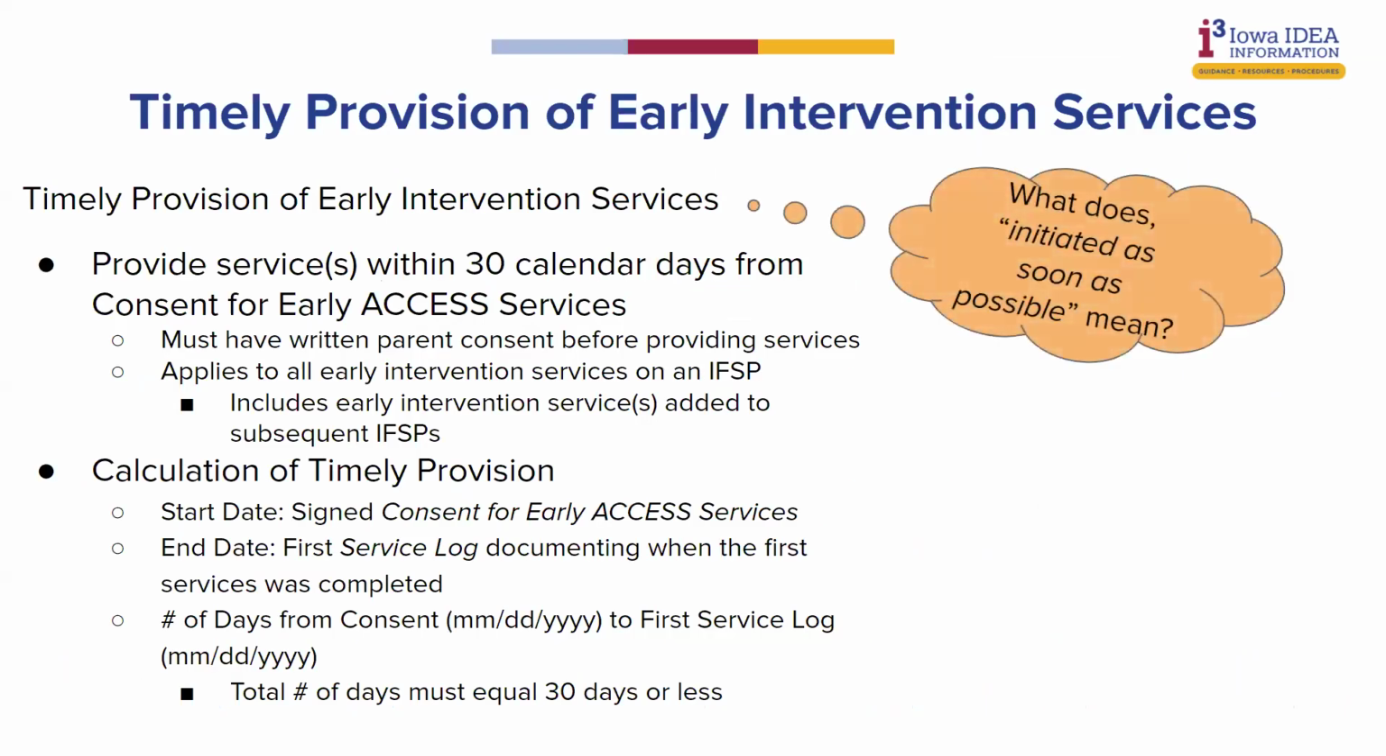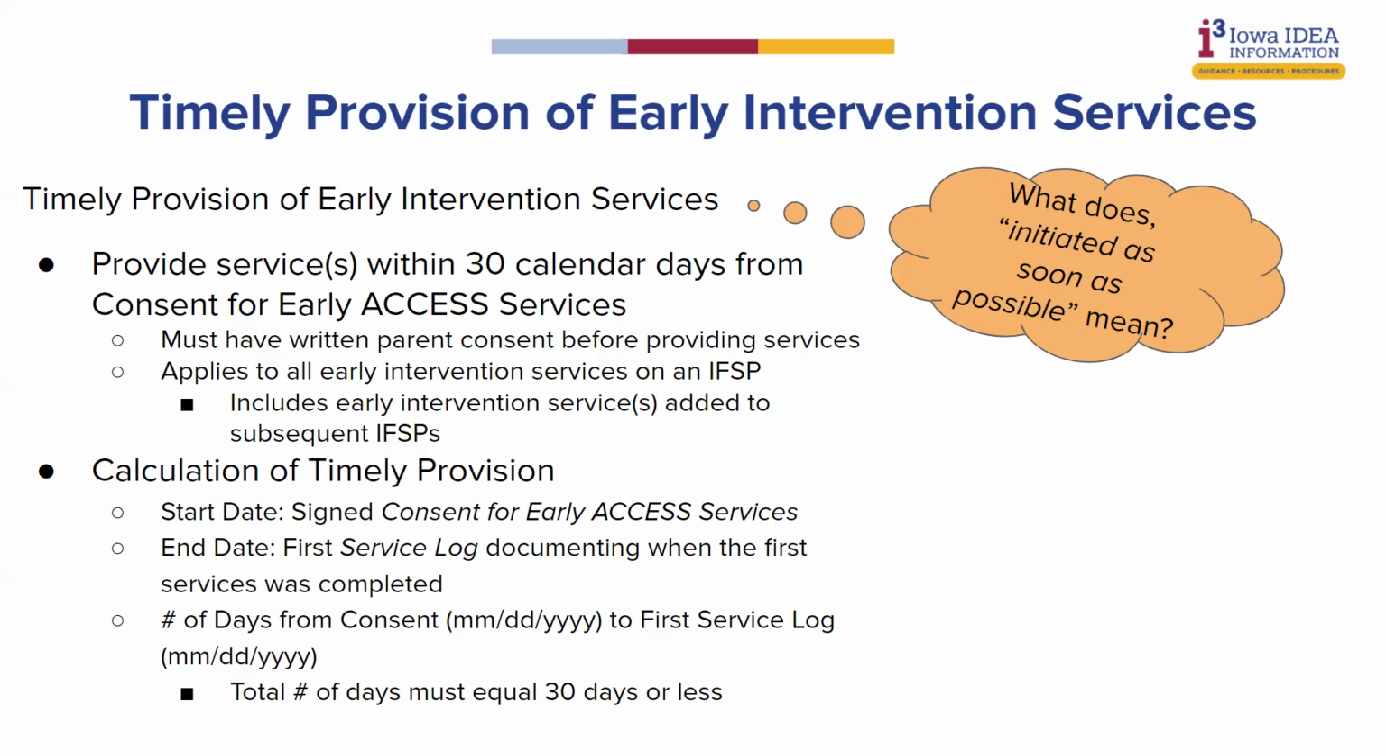While as soon as possible is not defined in the IDEA regulations, Iowa's system of early intervention has defined the timely provision of early intervention services as initiating the service or services within 30 calendar days from the consent for early access services. The 30 calendar day timeline applies to each of the early intervention services on the initial IFSP agreed upon by the parent's consent, as well as new services added to an IFSP during subsequent IFSP meetings.